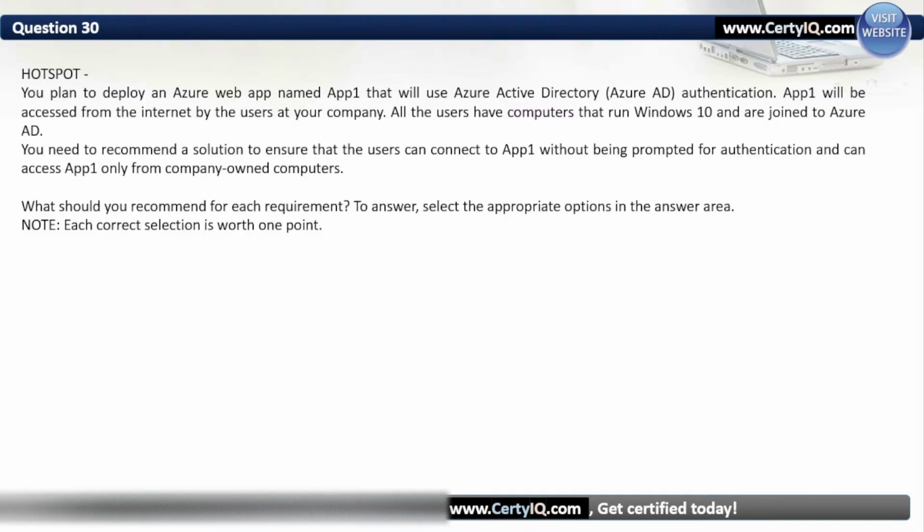Question 30. Hotspot. You plan to deploy an Azure web app named App1 that will use Azure AD authentication. App1 will be accessed from the internet by the users at your company. All the users have computers that run Windows 10 and are joined to Azure AD. You need to recommend a solution to ensure that the users can connect to App1 without being prompted for authentication and can access App1 only from company-owned computers. What should you recommend for each requirement? To answer, select the appropriate options in the answer area. Note, each correct selection is worth 1 point.